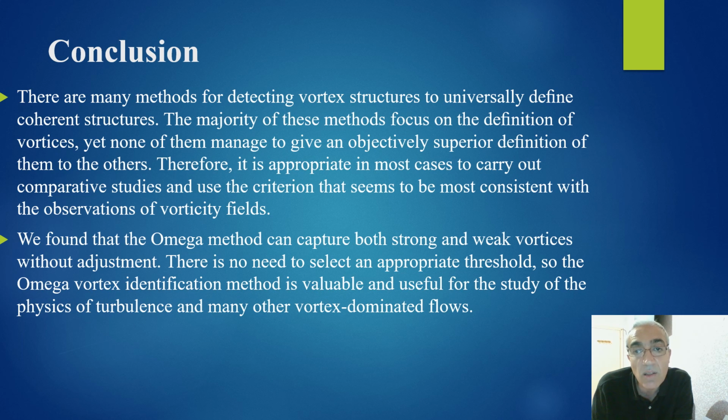We found that the omega method can capture both strong and weak vortices. With the adjustment, there is no need to select an appropriate threshold. So the omega vortex identification method is valuable and is useful for the study of the physics of turbulence and many other vortex-dominated flows.